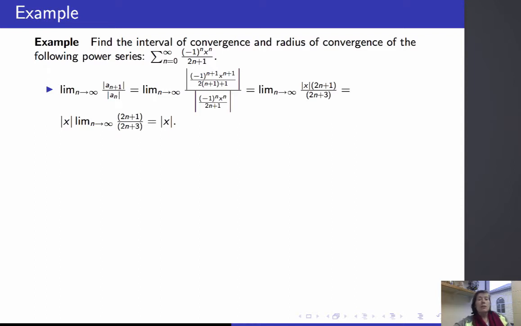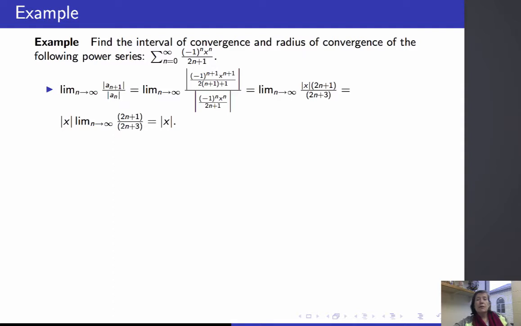So we look at the limit as n goes to infinity of the absolute value of a_(n+1) over the absolute value of a_n. And when we fill in the details, it's the limit as n goes to infinity of the absolute value of (-1)^(n+1) times x^(n+1) over 2(n+1) plus 1, over the absolute value of (-1)^n times x^n over 2n plus 1. Of course, the absolute value of -1 to the anything is just 1.